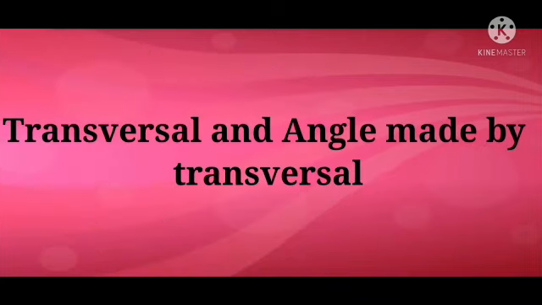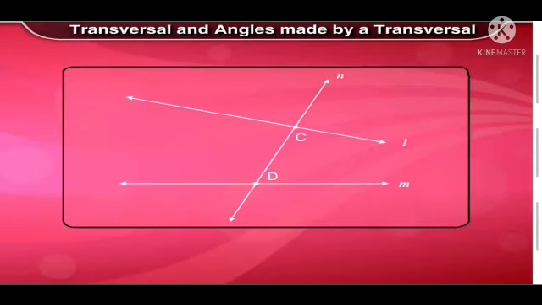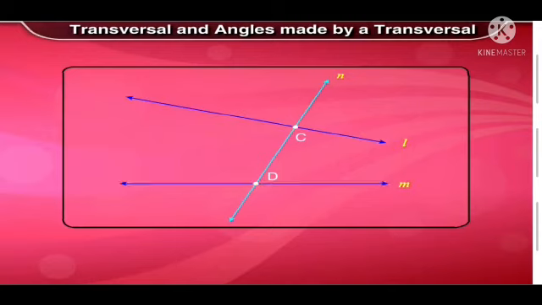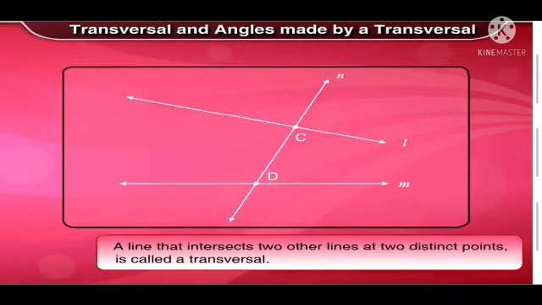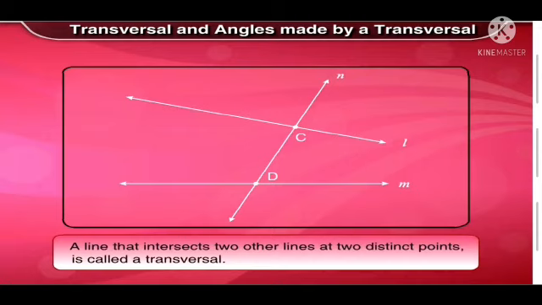Transversal and angle made by transversal. Look at the given figure. Line N intersects line L and M in two distinct points C and D respectively. A line that intersects two other lines at two distinct points is called a transversal. Line N is the transversal of the line L and M.